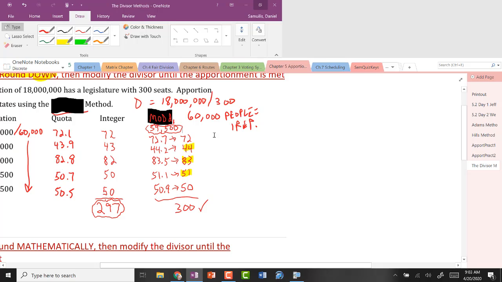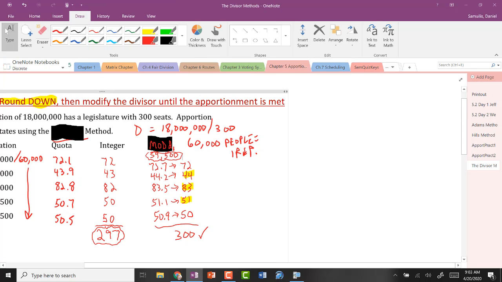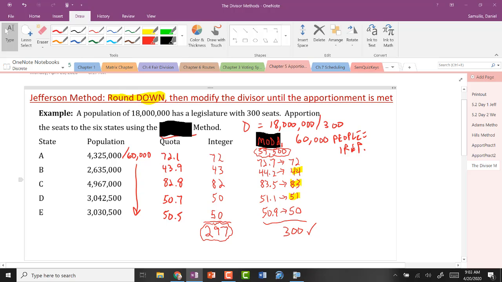All right. So divisor method, you modify the divisor till you get a hit. But let's remember what the Jefferson method is. Round down first. See that you're low. So then you modify the divisor by decreasing it so this number can increase. And that's what's going to go on there. Okay. Set up the divisor method.